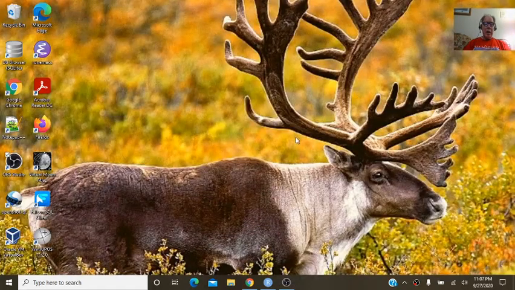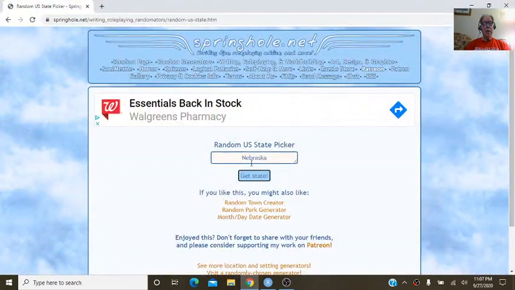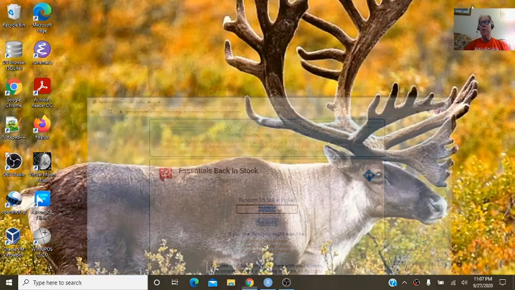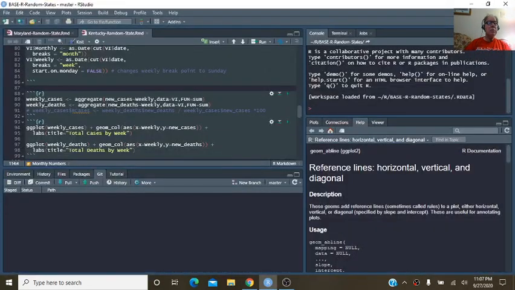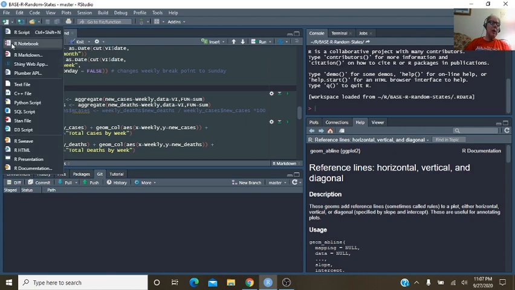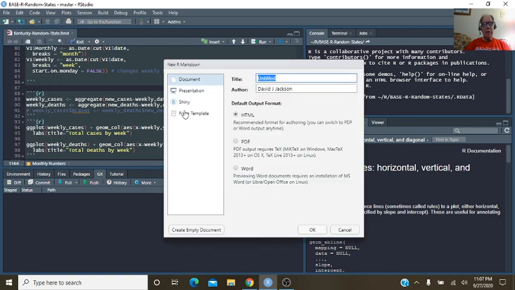I'm getting ready to run a random state report for the state of Nebraska, home of the Huskers, the University of Nebraska football team. Let's begin with our markdown file.